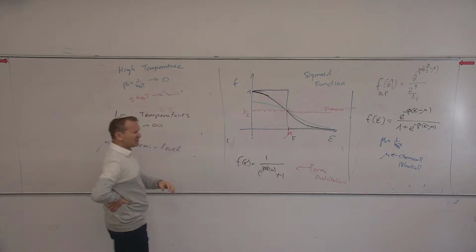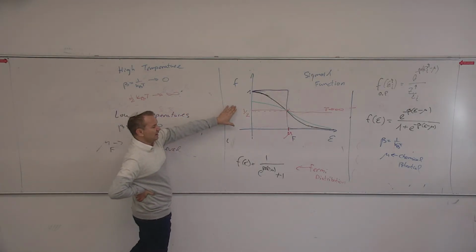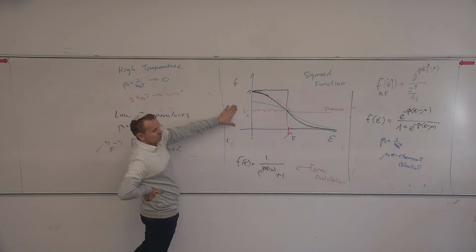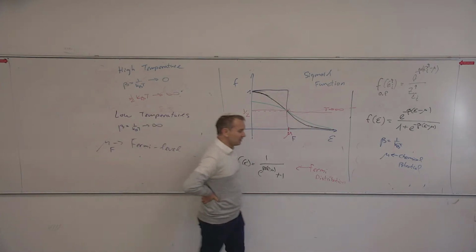Well, it may be a little bit unclear, I will repeat myself tomorrow, but this object, the Fermi distribution, defines all the regular properties of electrons in metals. And we will see something about that tomorrow.